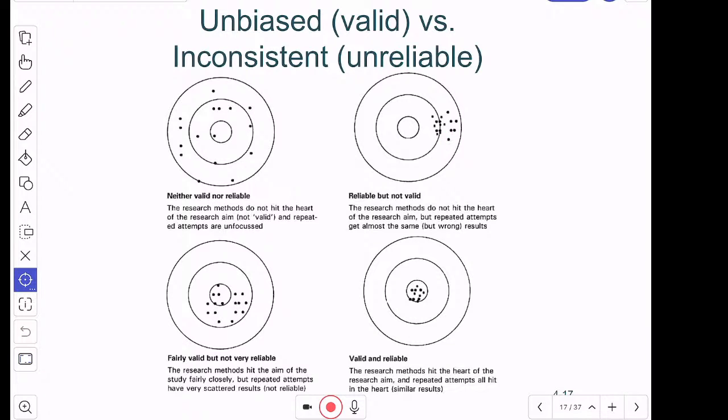So here's the extreme of neither reliable nor valid. They're all scattered all over, so they're not reliable, and they're really not near the target, so it's not valid. So I just stress that point. There's two things we always look at in statistics: how valid our result is, are we hitting the target, and how close we are to hitting the target, reliable or consistent.